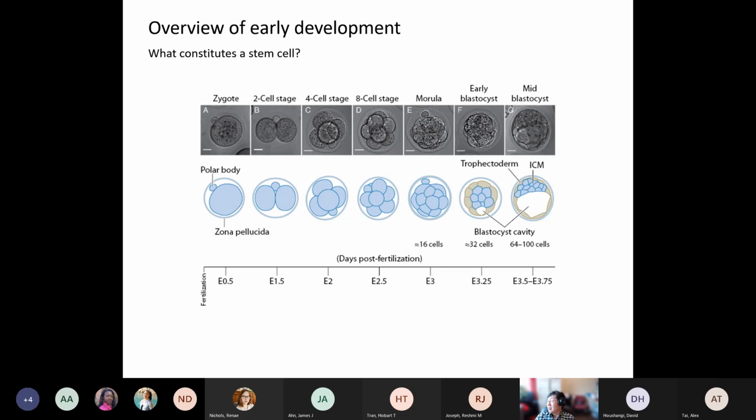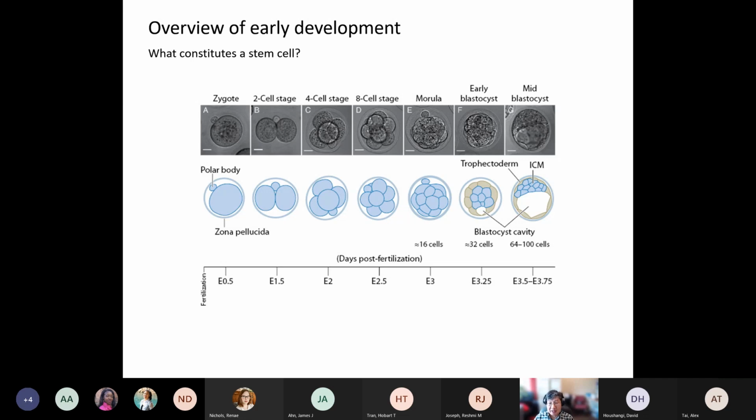And then you reach the stage of early blastocyst. The early blastocyst will take no time to become the mid blastocyst. At about mid blastocyst, you see a cavity there. The cavity is called the blastocyst cavity. The cells are squeezed to one corner of that structure. That cell mass is called the inner cell mass.